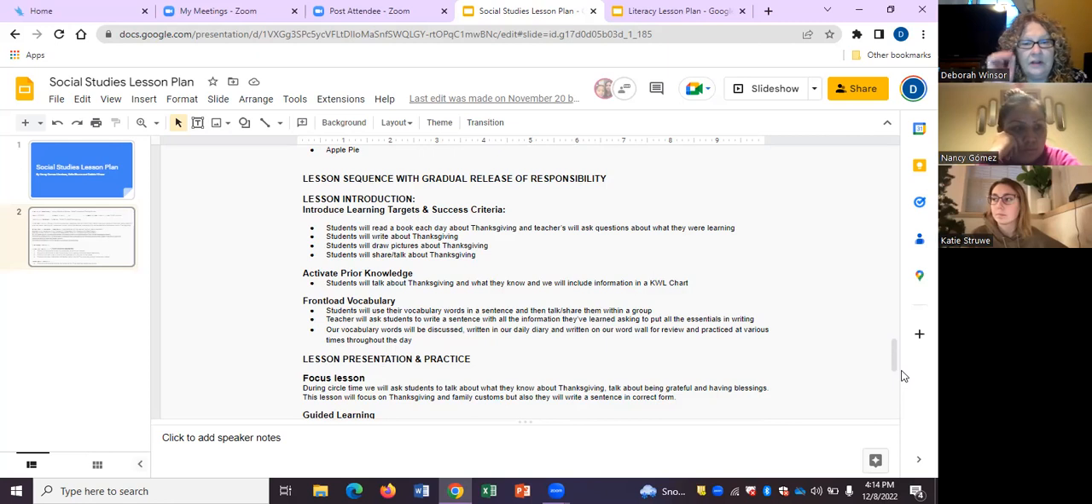And then there's the front load vocabulary. Students will use their vocabulary words in a sentence and then share them within a group. And the teacher will ask students to write a sentence with all the information they've learned, asking to put all the essentials in writing. And then our vocabulary words will be discussed, written in our daily diary, and written on our word wall for review and practiced at various times throughout the day.